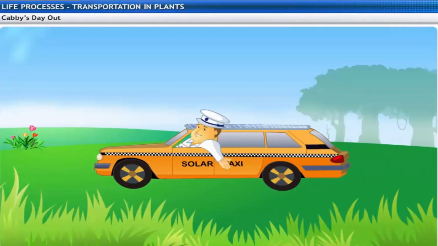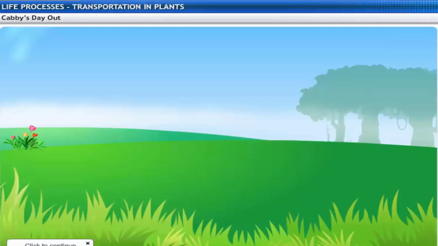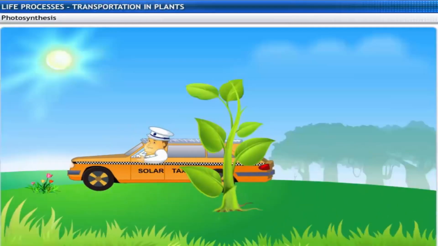Hi, I'm Cabby, and this is my solar-powered taxi. I am out to create a record for the longest drive made on solar power. Why don't you join me? I didn't tell you how I got this novel idea. I was inspired by plants.